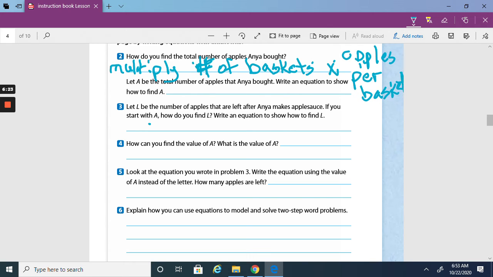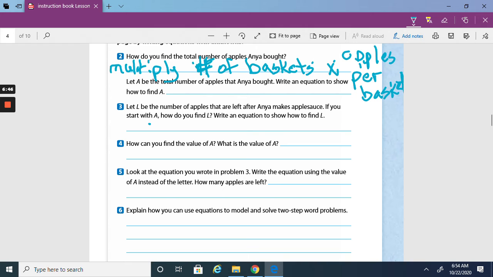So I would determine my total number of apples by using multiplication to multiply the number of baskets times the apples per basket. The second part of number 2 says, let A be the total number of apples that Anya bought. Write an equation to show how to find A.